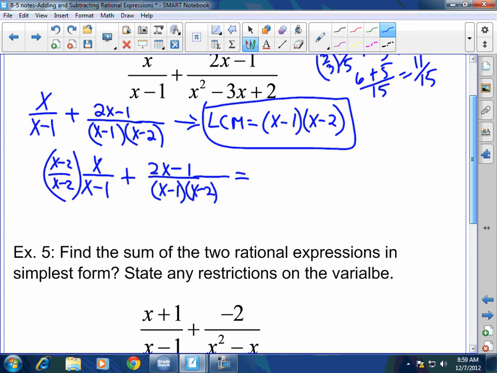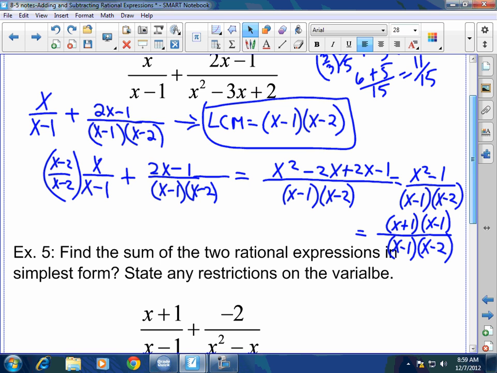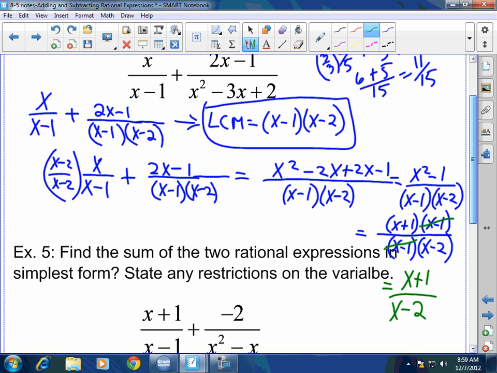Now it's easy. Now it's x squared minus 2x plus 2x minus 1 over x minus 1 times x minus 2. This simplifies into x squared minus 1 over x minus 1 times x minus 2, which simplifies to be x plus 1, x minus 1 over x minus 1 times x minus 2, which then we already have the skill of being able to cancel. So my final answer here will be x plus 1 over x minus 2.